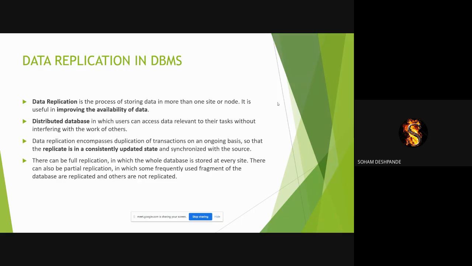Data replication encompasses duplication of transactions on an ongoing basis so that the replicate is in a consistently updated state and synchronized with the source. However, in data replication, data is available at different locations, but a particular relation has to reside at only one location. There can be full replication, in which the whole database is stored at every site. There can also be partial replication, in which some frequently used fragments of the database are replicated and others are not replicated.